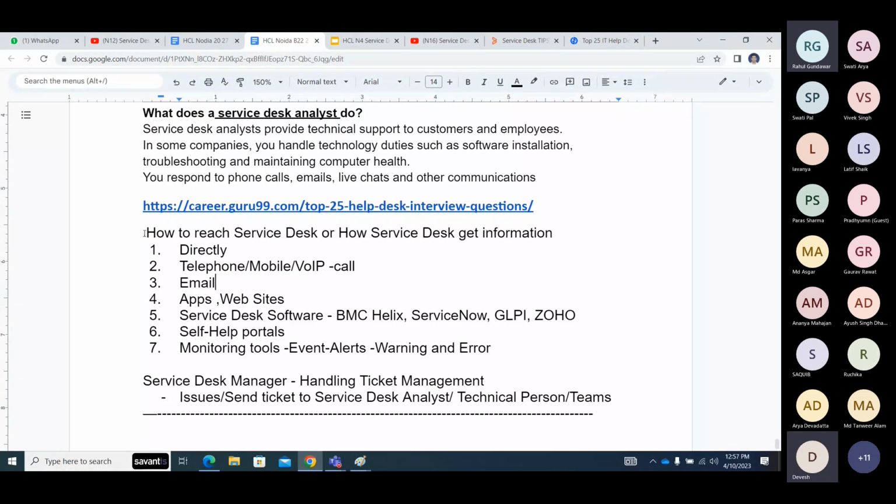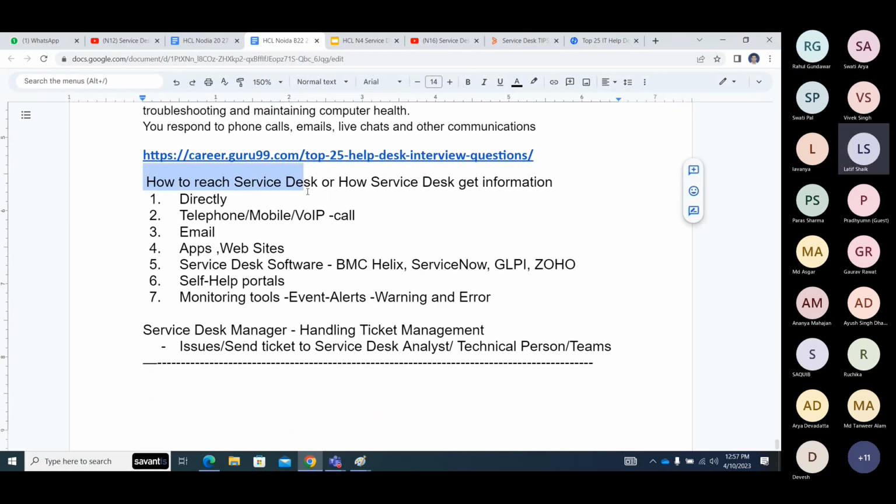But what about SLA and OLA? Yeah, I will tell you. So how to reach the service desk, and how does the service desk get information? If a customer has an issue, the customer has to report it, then only can the service desk proceed, right? Or if some infrastructure related issue occurs, it's not from the customer, but the service desk has to know there is an issue, then only can action be taken. As long as that does not happen, there is no proceeding.